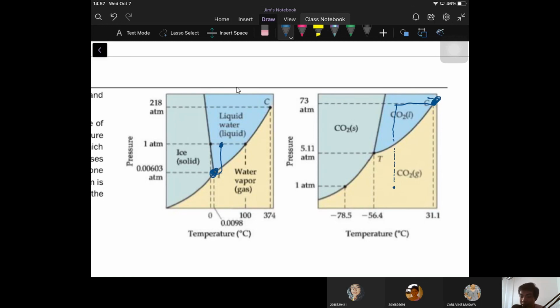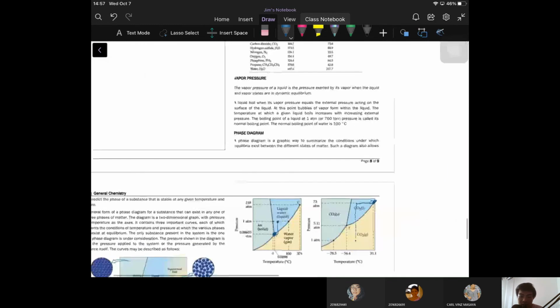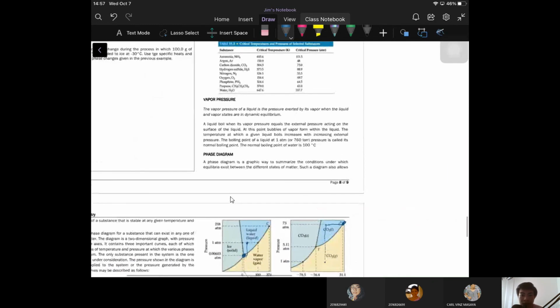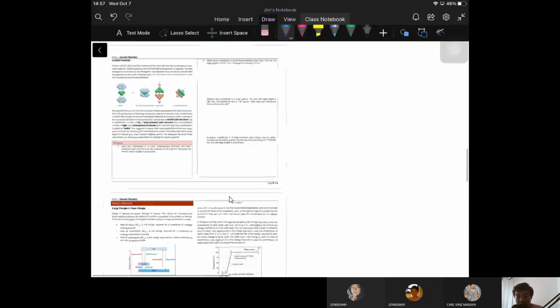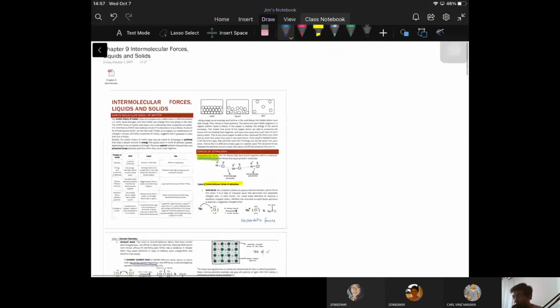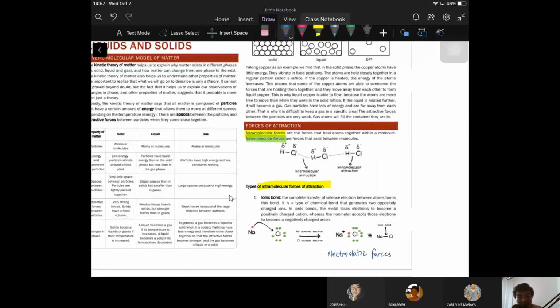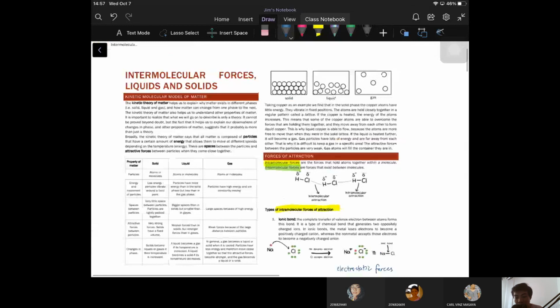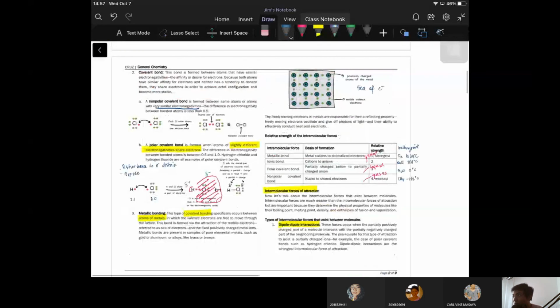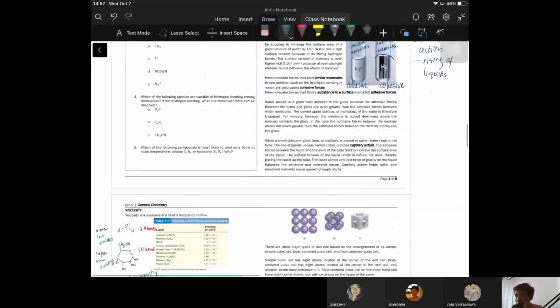So anyway, so that's the end of our discussion, no? So that's the end of the lesson about intermolecular forces, solids, and liquids, no? So kumbaga, puro concept lang tayo, no? So I suggest you to read all the materials here. So yan, basahin nyo na lang, no?